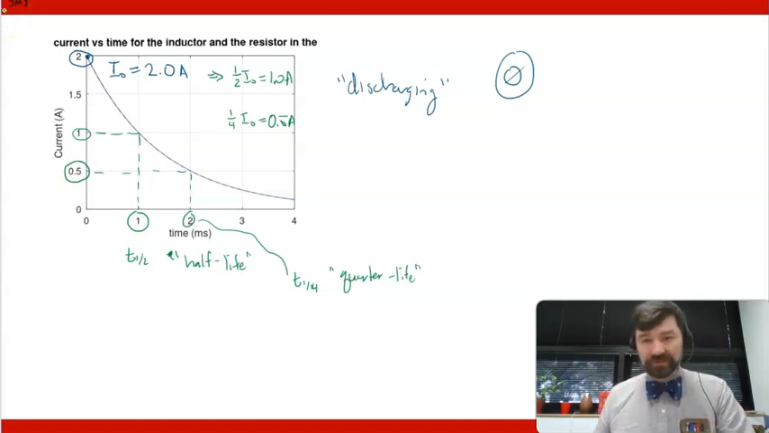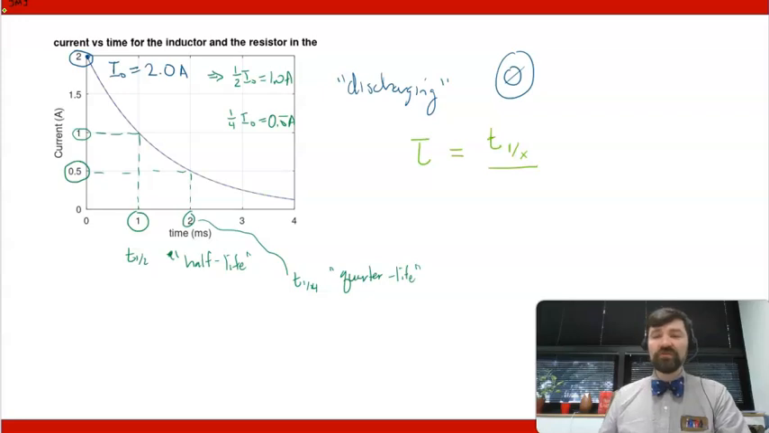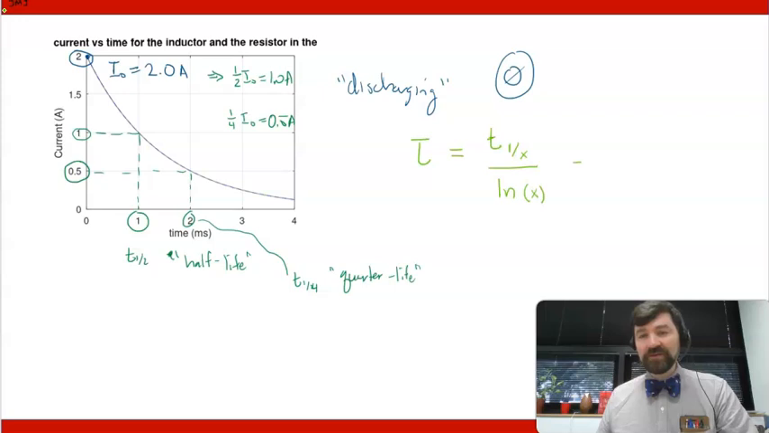An important point that comes out of all this is that my decay time constant tau is equal to the time it takes to fall to, let's say, 1 over x, some fraction of the initial value, divided by the natural log of whatever the denominator of that fraction is, ln x. So, for example, if I can figure out the half-life, then to get my decay time constant, I take that half-life and divide it by the natural log of 2.